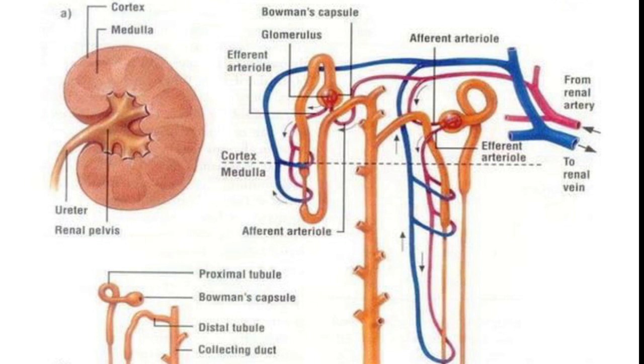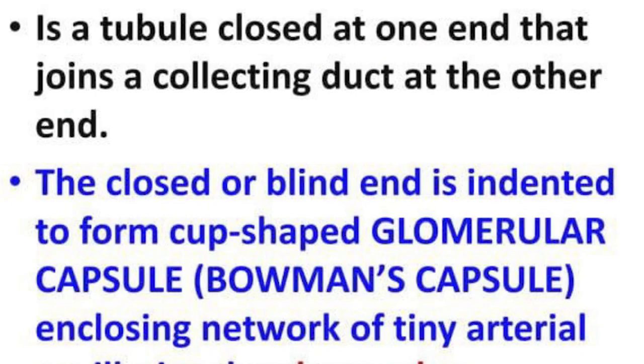The nephron contains different parts. One is the Bowman capsule, and the second one is the glomerulus. It also contains the afferent and efferent arteriole. Finally, the waste product is removed with the help of the nephron. The nephron is the functional unit of the kidney. This is the collecting duct, which joins at one end.